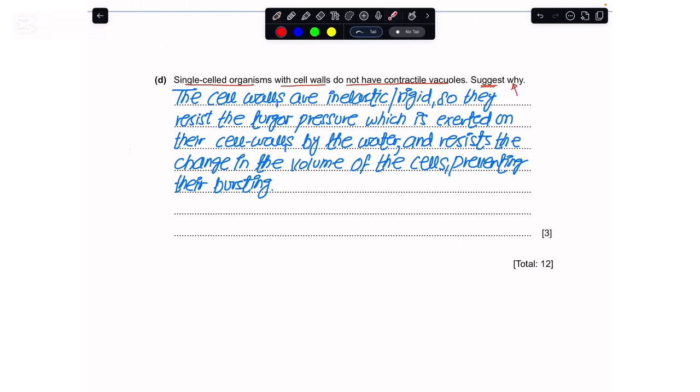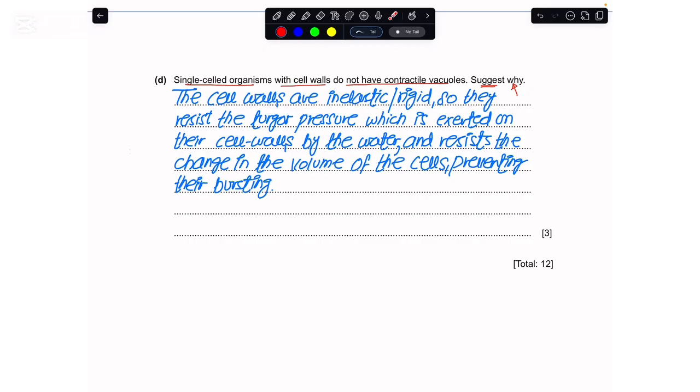Now, the idea is that organisms which have cell walls, these cell walls are inelastic and rigid. So when they fill up with water, their vacuole or cytoplasm exerts pressure on the cell wall, but since the cell wall is inelastic and rigid, ultimately this prevents the entry of excess water and they cannot burst.